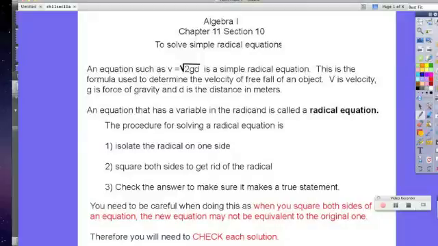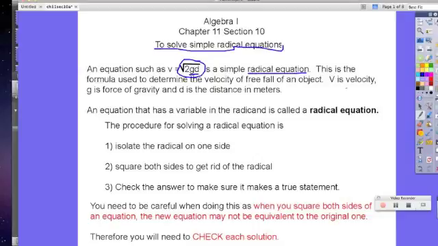Section 11. We're going to learn how to solve simple radical equations. An equation such as v equals the square root of 2gd is a simple radical equation. It has a radical in it, and there's a variable under the radical. That's what makes it a radical equation.